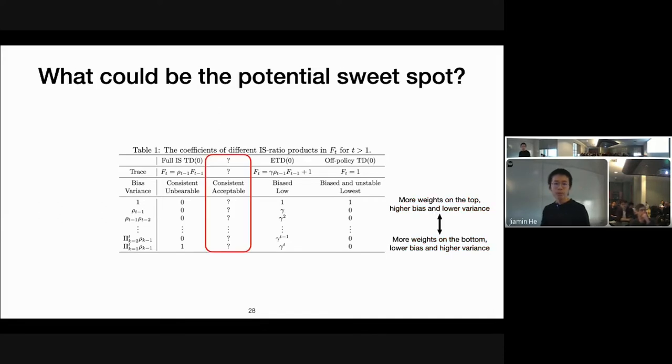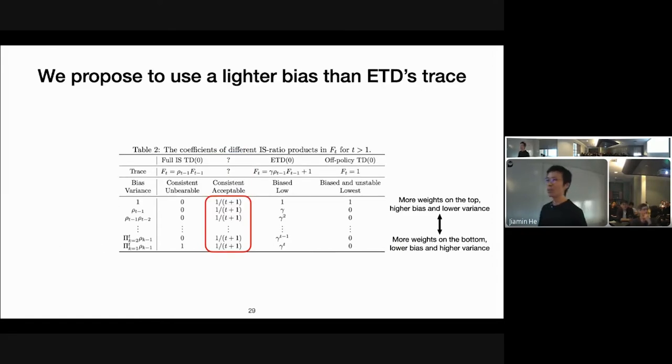Now, what could be the potential sweet spot between full ISTD and ETD? Abhishek proposed using equal weight, and we just proposed this simple uniform weighting. We assigned equal weighting to each full IS ratio product, and the resulting trace looks like this. We call this trace the average follow-on trace.